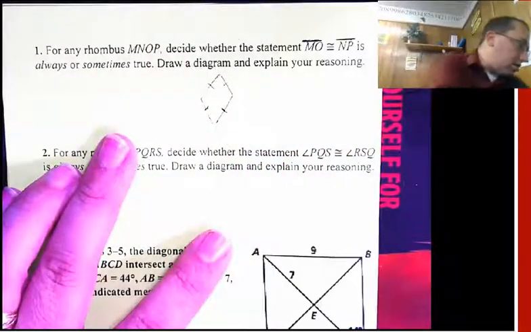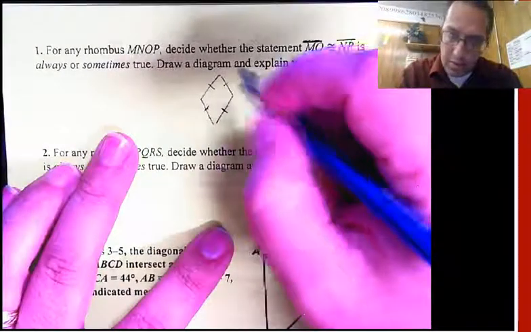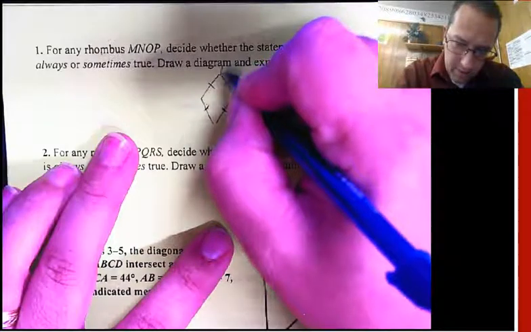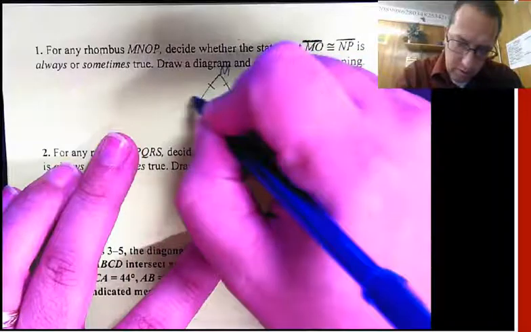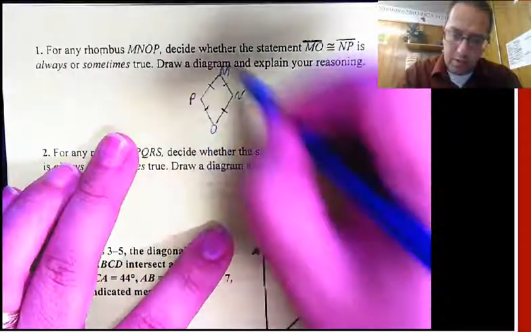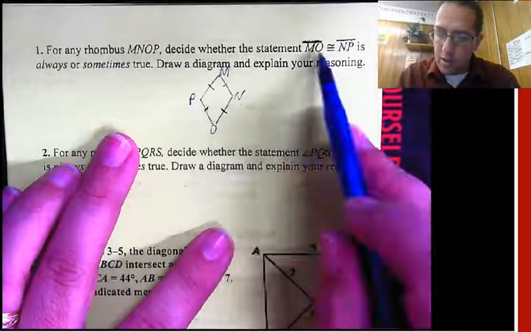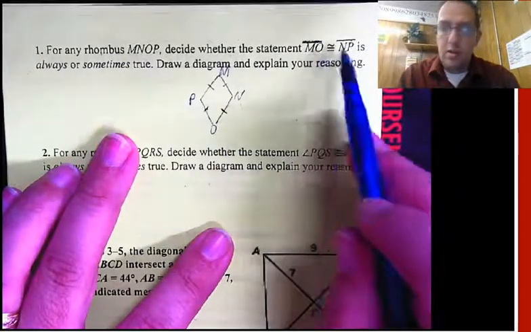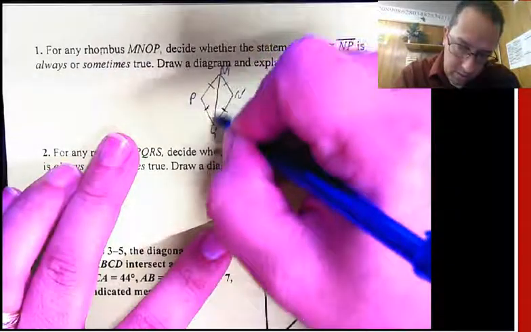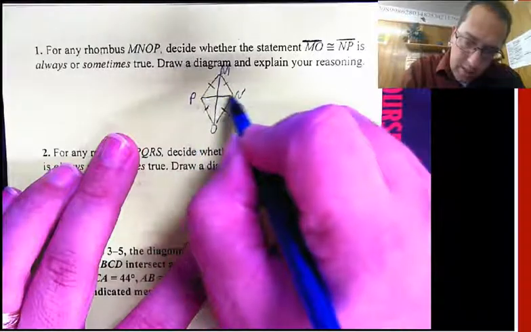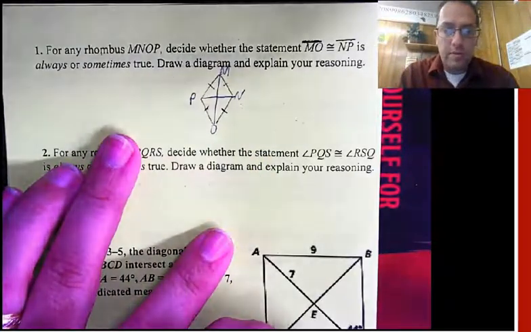I need a pen that writes a little bit better. We'll go with this one. And we need to label this, M, N, O, P. Remember the points go around. All right. So we have our rhombus MNOP, and we need segment MO and segment NP. So let's draw segment MO and segment NP. And the question, are these two congruent to each other?